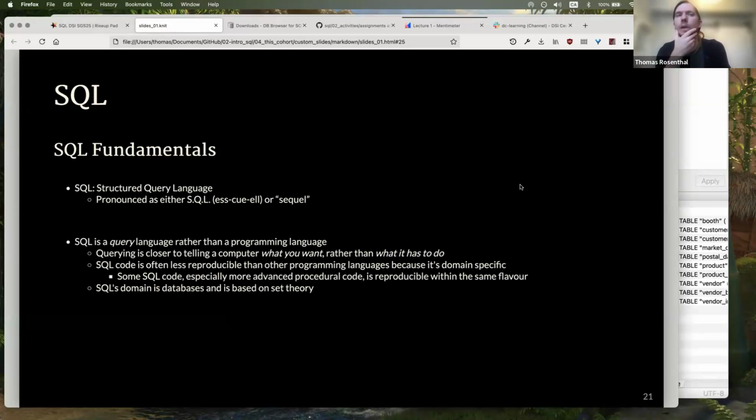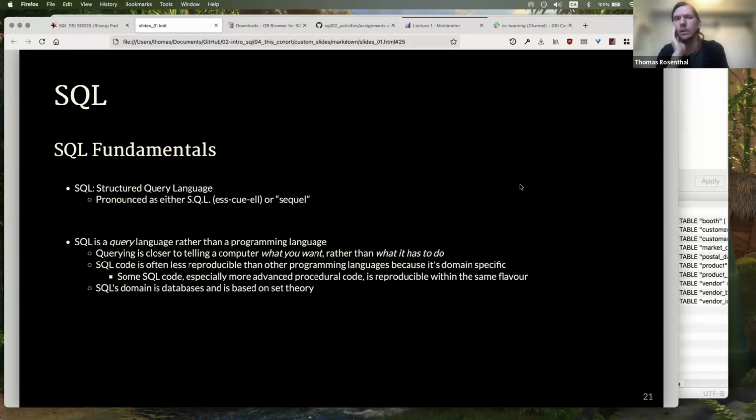SQL is a query language rather than a programming language. There's a little bit of nuance here. Querying is closer to telling a computer what you want rather than what it has to do. SQL code is often a little bit less reproducible than other programming languages because it becomes quite domain specific. Some SQL code, especially more advanced procedural code, does tend to be reproducible across the same flavor. I'll talk about flavors here in a bit.